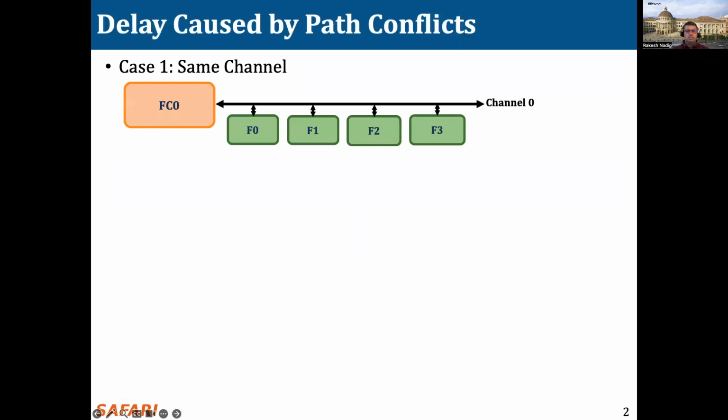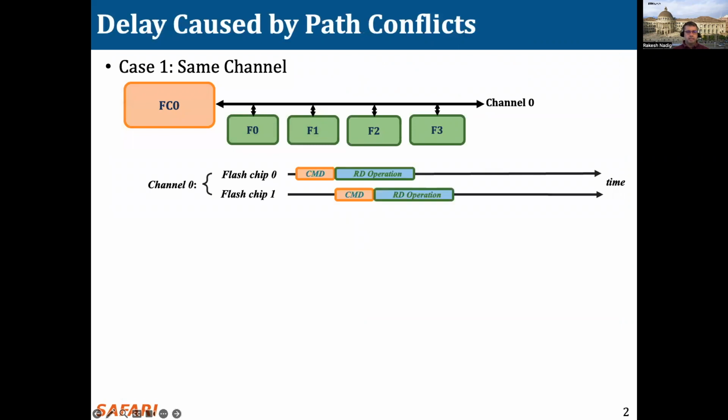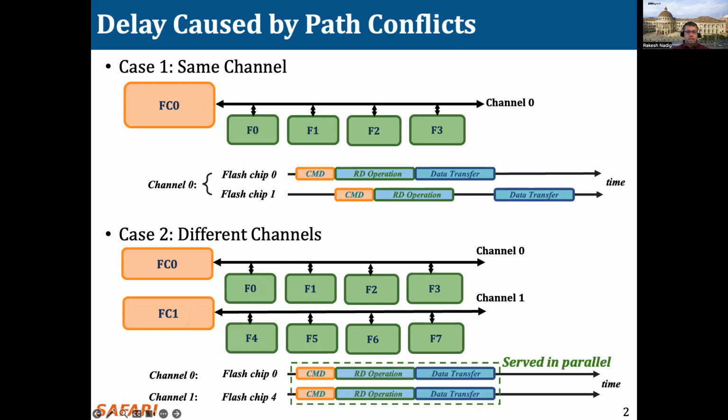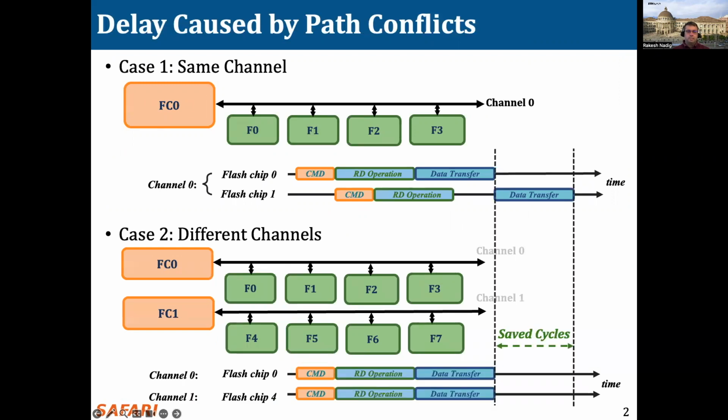Next, we look at the delay caused by path conflicts. If two read requests target flash chips connected to the same channel, they experience path conflict, and several parts of the read requests are served serially because of the single shared channel. Next, we look at two read requests that target flash chips connected to different channels, and they can be served in parallel as we see in this timeline. And this saves a lot of cycles.